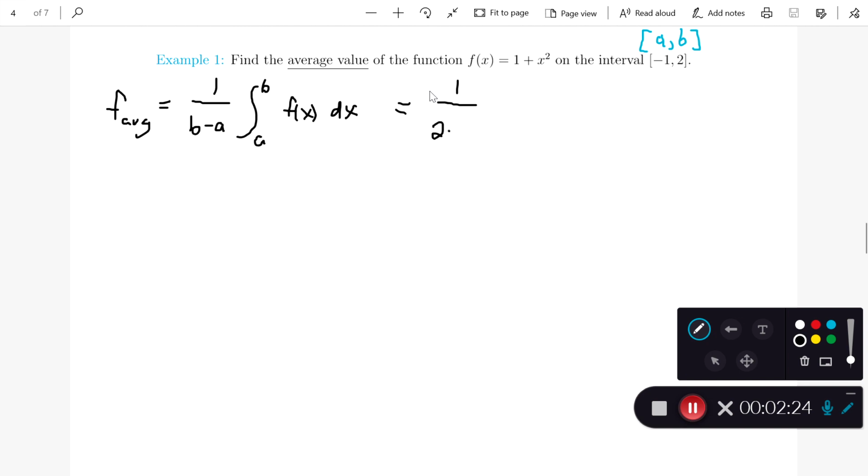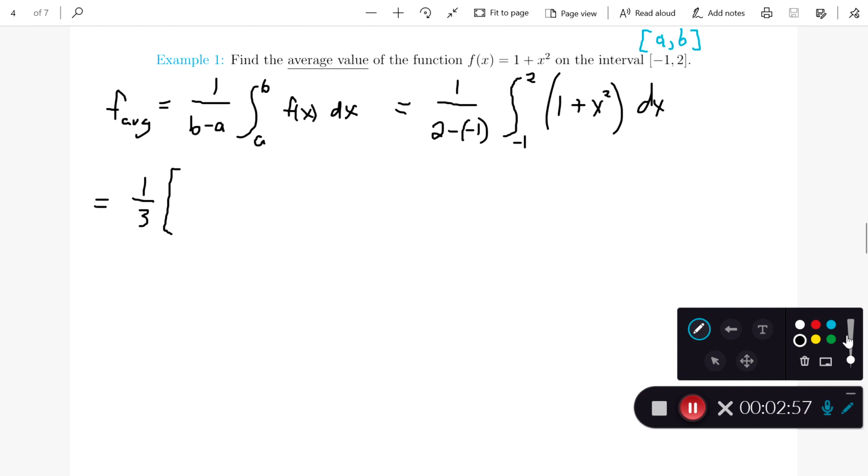So our b is 2 and our a in this case is -1. So the 1 over b minus a part looks like that. We're taking an integral from -1 to 2. Our function this time is 1 plus x squared. And we're just integrating that with respect to x. Now 1 over 2 minus -1 is of course just 1/3. We'll multiply by that 1/3 at the end.